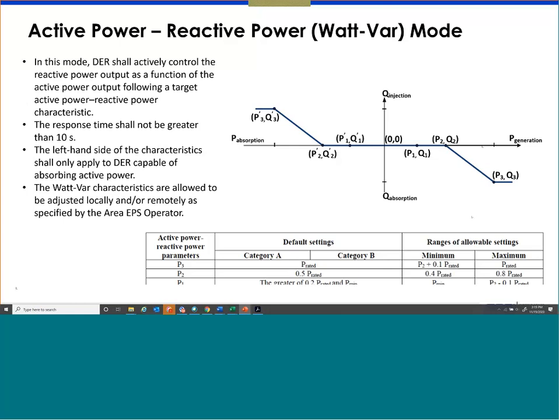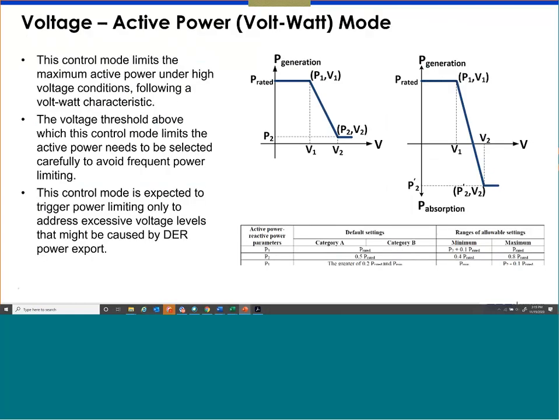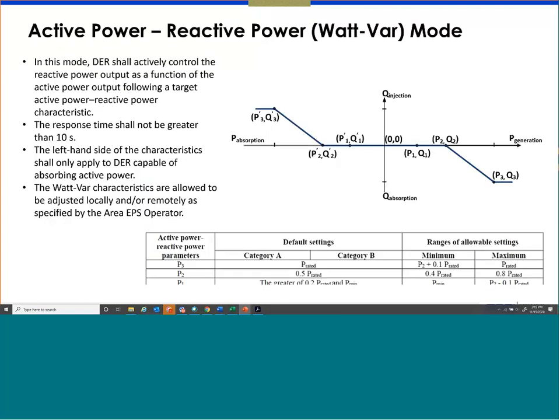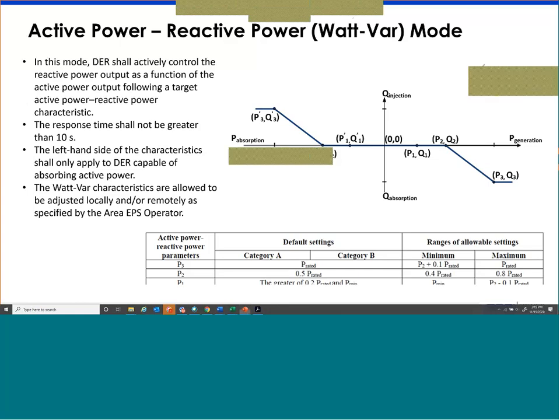Where's my laser pointer? Okay, what happened? Okay, so if I can see my... I hope there's a pointer, okay.